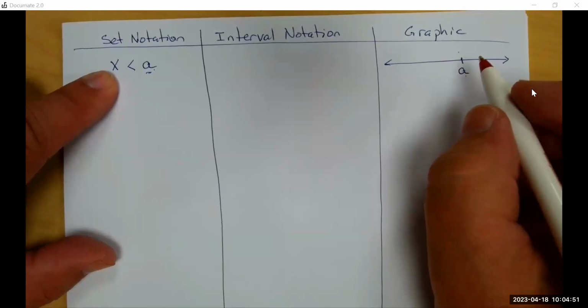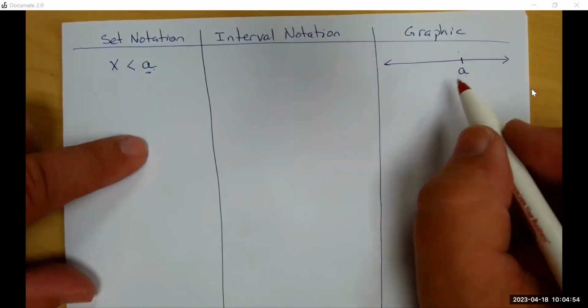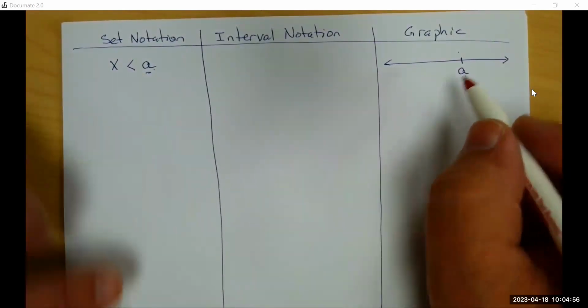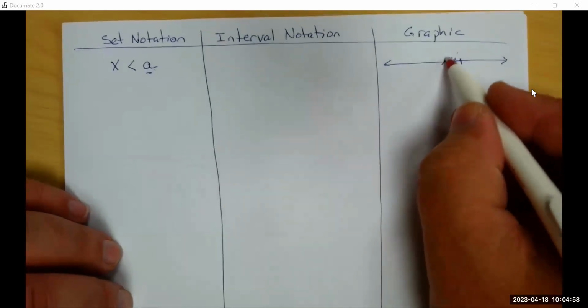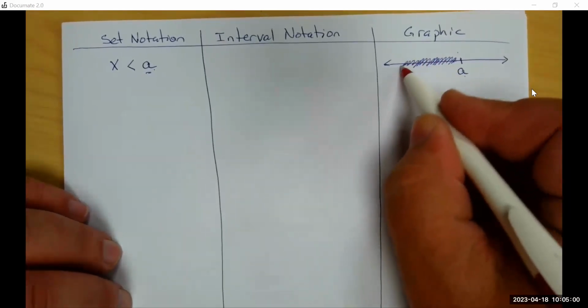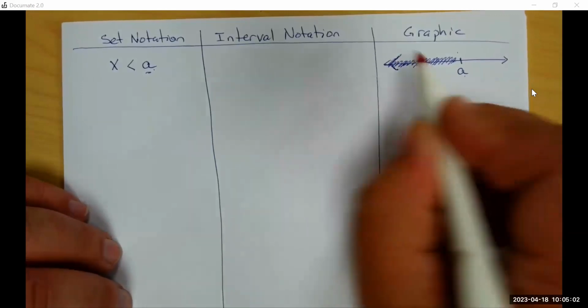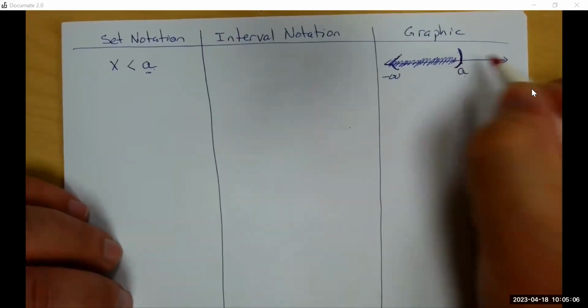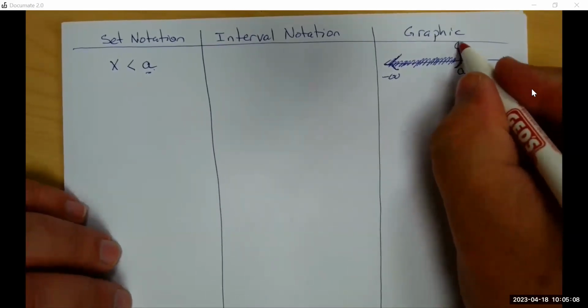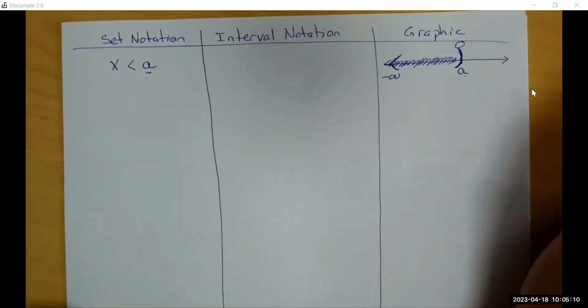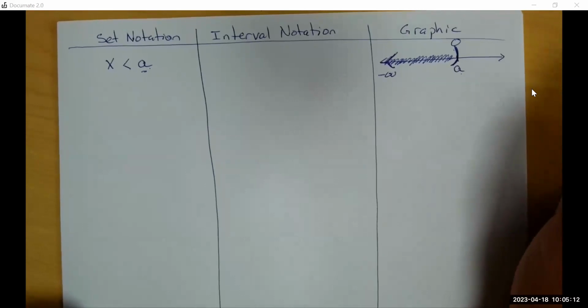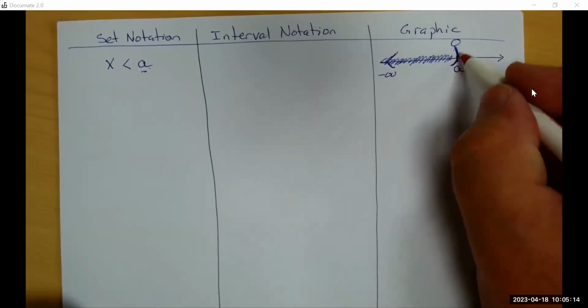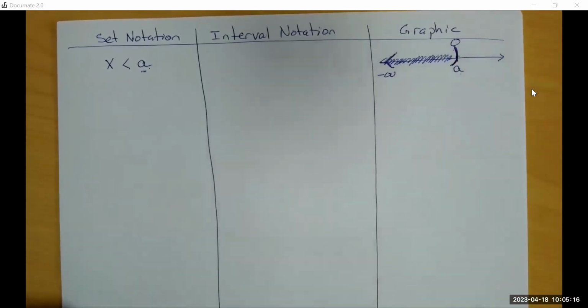Since X is less than A, less than goes which direction? Left. So all the X's to the left to negative infinity. And I use either a parenthesis or an open circle. Either one, it all depends on what system you're using. It's either a parenthesis or an open circle, but it has to open to the left.